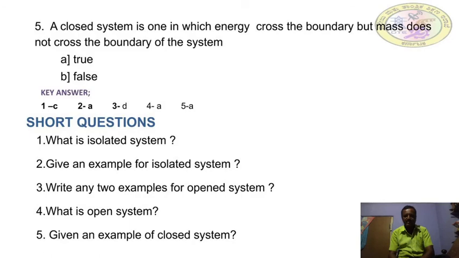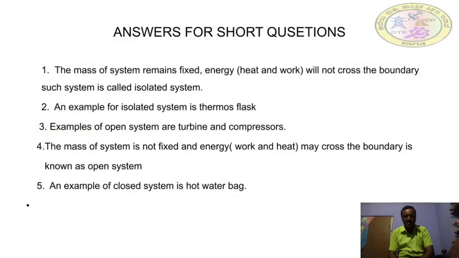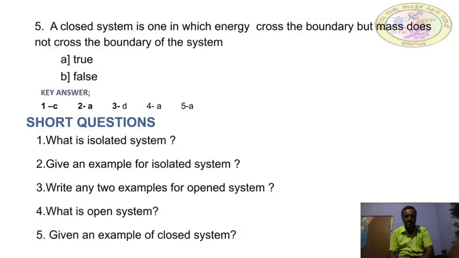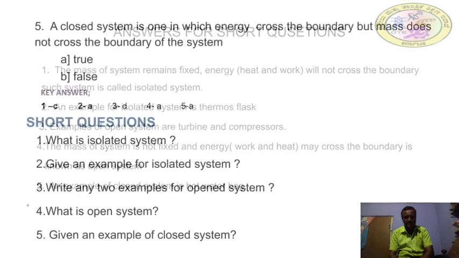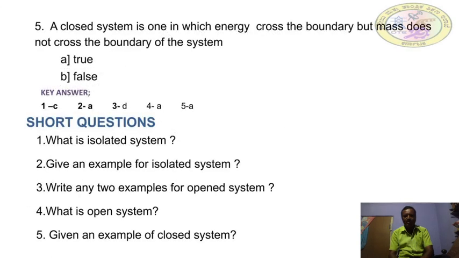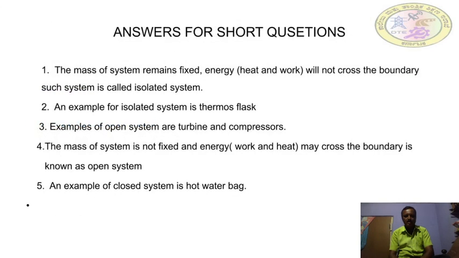Write any 2 examples for open system. Examples for open systems are turbine and compressors. What is open system? The mass of system is not fixed and energy may cross the boundary is known as open system. Give an example of closed system. An example of closed system is hot water bag.